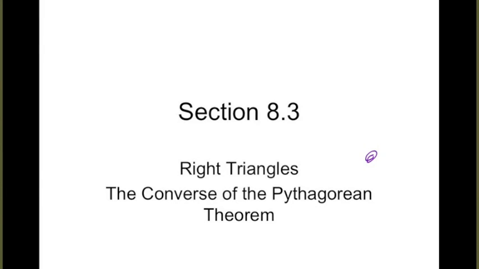Yesterday we learned the Pythagorean theorem. It was not presented in if-then form, but we could say it that way: if we have a right triangle, then a squared plus b squared equals c squared. That's what the Pythagorean theorem says.